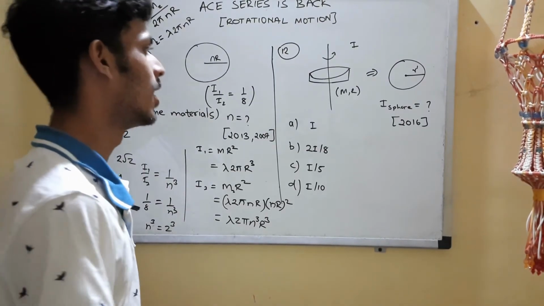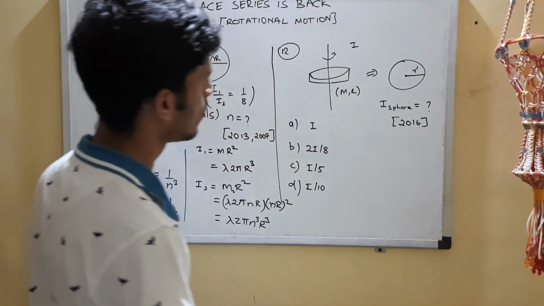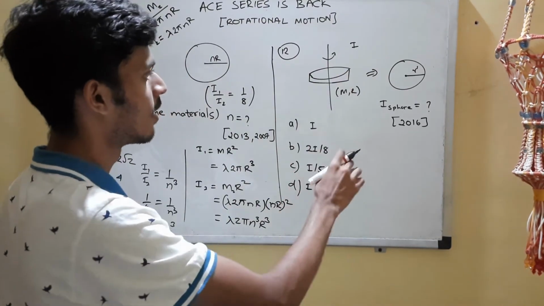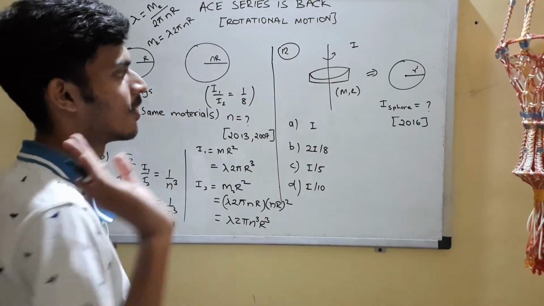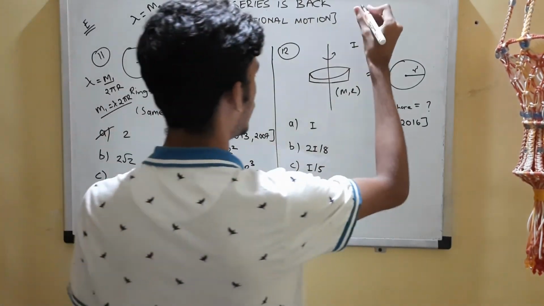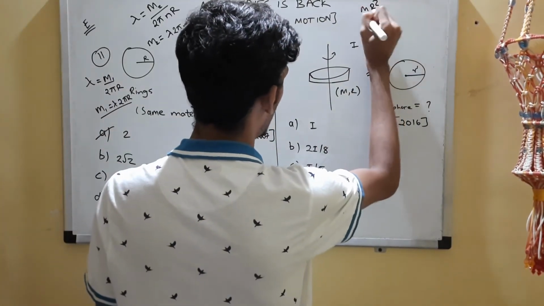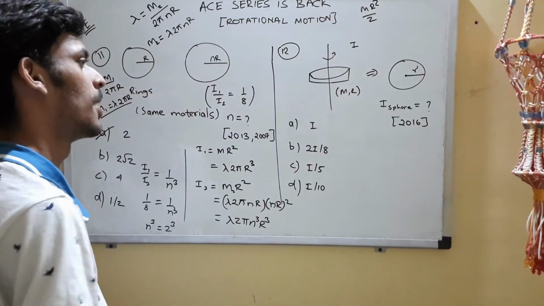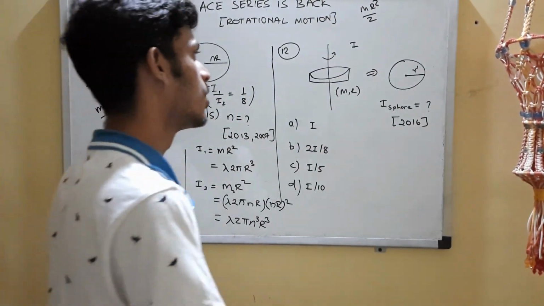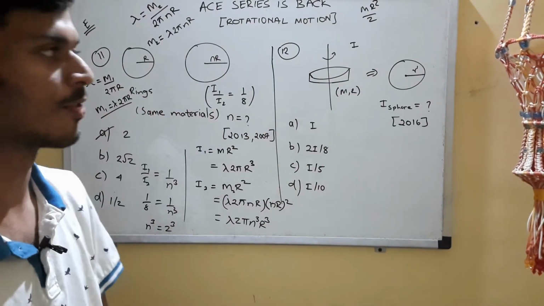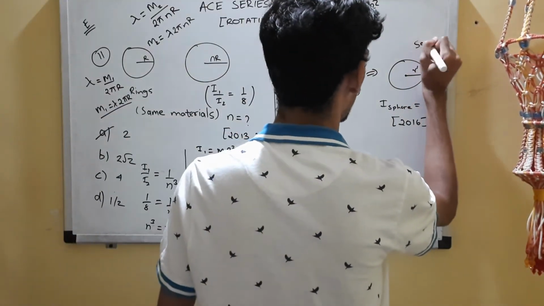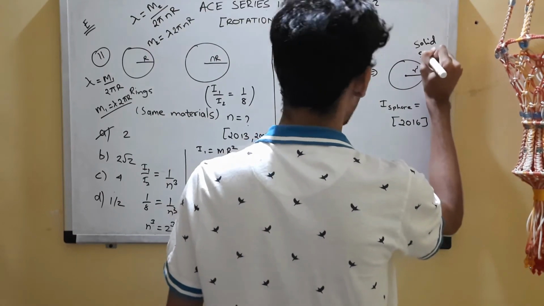Now let's come to one similar type of problem. Here we have a disk of mass m, radius r. The moment of inertia of this disk is given as I. If you know, it's mr square by 2 about this axis, right? Now you melt this disk and make a solid sphere out of it. This is a solid sphere. The radius may or may not be the same.